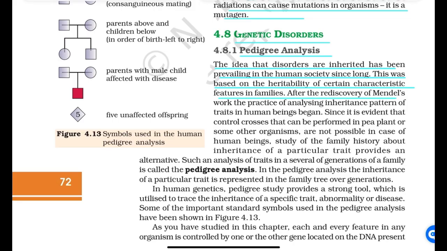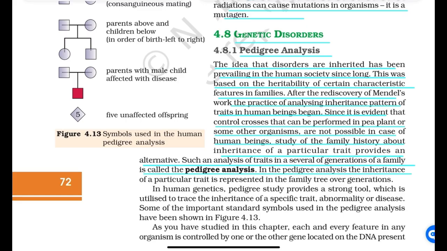After the discovery of Mendel's work, the practice of analysis of inheritance pattern of traits in human beings began, since it is evident that controlled crosses that can be performed in plants or some other organisms are not possible in case of human beings. The study of family history about the inheritance of a particular trait provides an alternative. Such analysis of traits in several generations of a family is called pedigree analysis.